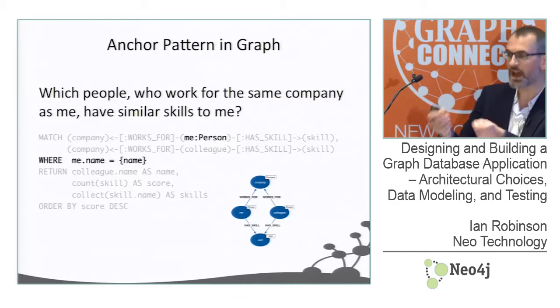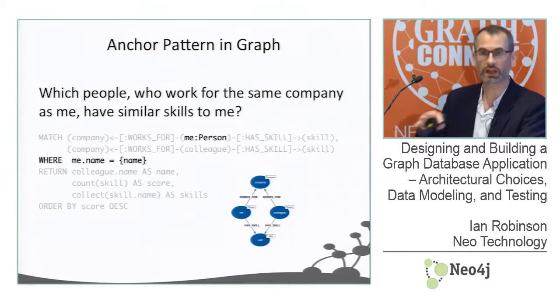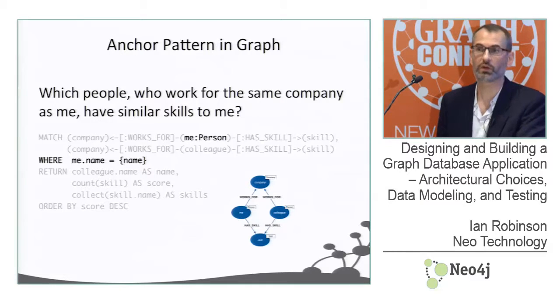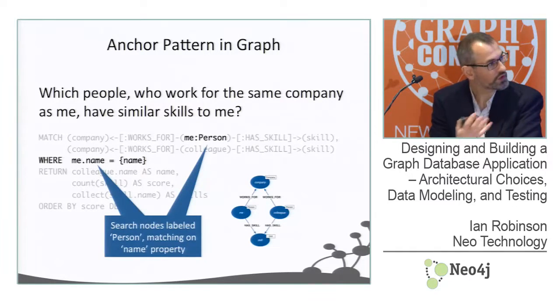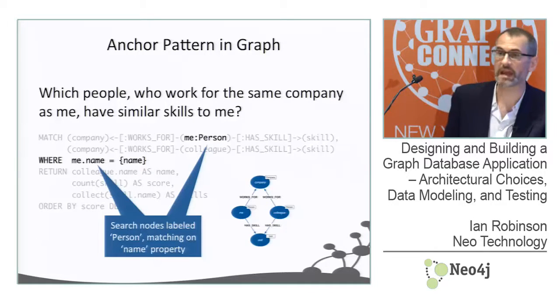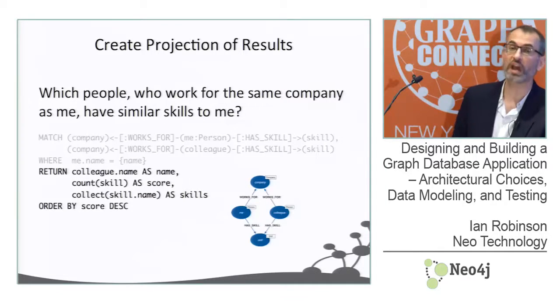Okay? And then we can flex that pattern around, seeing whether it matches other nodes that are connected to that anchor node. And they're the things that we're going to return when we generate the results on behalf of the client. Okay. So search nodes, labeled person, matching on that name property. And then the return clause, here we're simply creating a projection of the data that we found on behalf of the client.